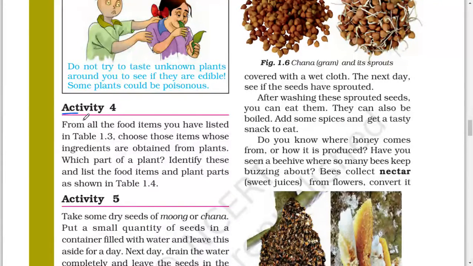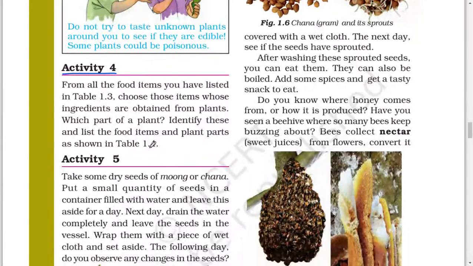Next, activity 4. From all the food items you have listed in table 1.3, choose those items whose ingredients are obtained from plants. Which part of a plant? Identify this and list the food items and plant parts as shown in table 1.4.